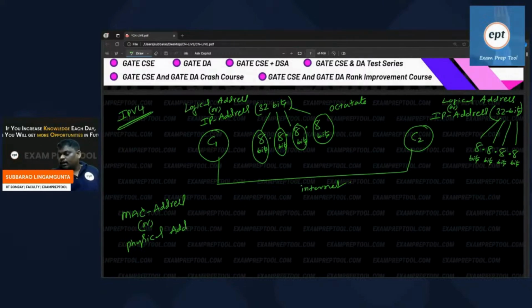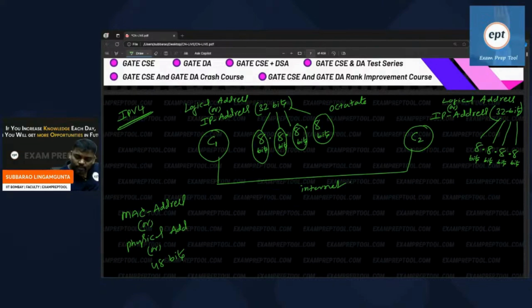Because inside the computer, this number will not be there. It will be there outside the computer. Inside the computer, whatever number is there, that is a physical address, which is also called a MAC address. Some people are asking, sir, how many bits? 6 octets are there, 6 8s, 48. MAC address is also called a physical address, which contains 48 bits.